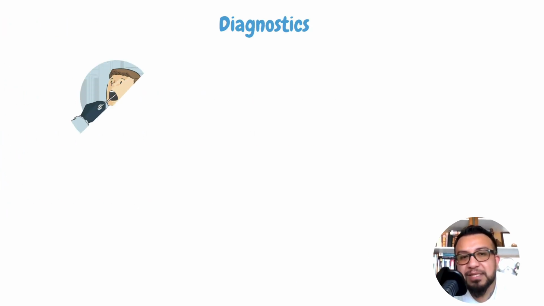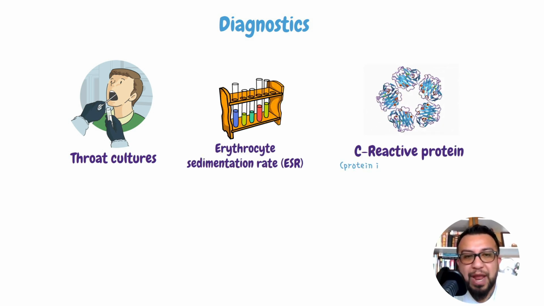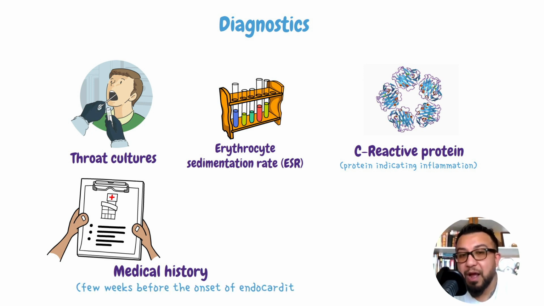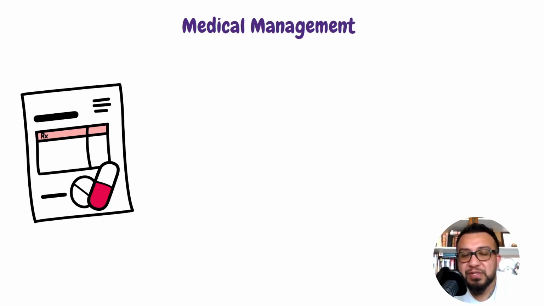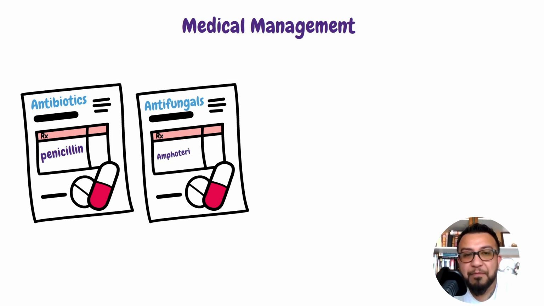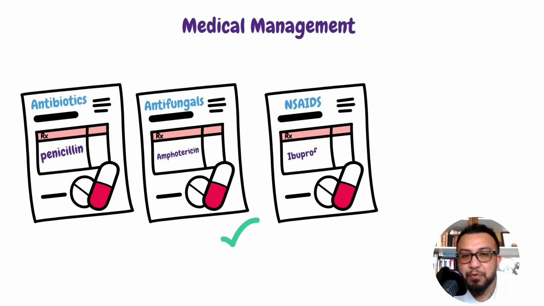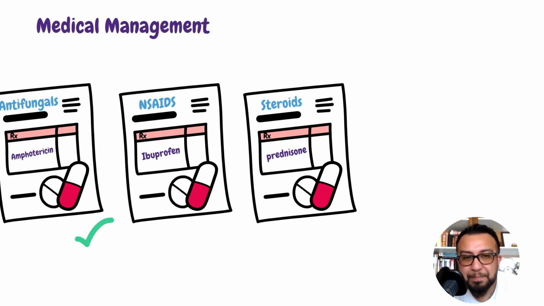Some diagnostics include throat cultures for strep, ESR, C-reactive protein, physical and medical history of the presence of an upper respiratory infection, usually a few weeks before the onset of endocarditis. Medical management primarily focuses on antibiotic therapy like penicillin or antifungals like amphotericin, and those are the main course of treatment. Patients may also be prescribed NSAIDs like ibuprofen as well. Steroids like prednisone are used to decrease the inflammation.